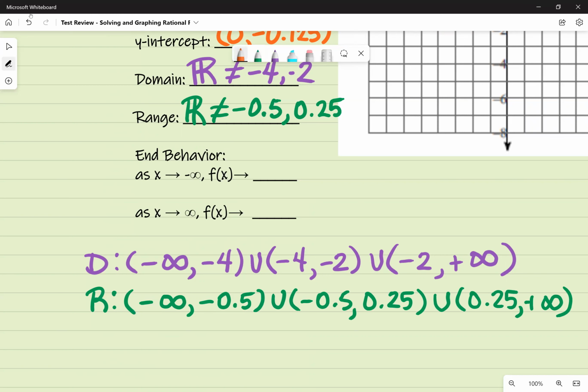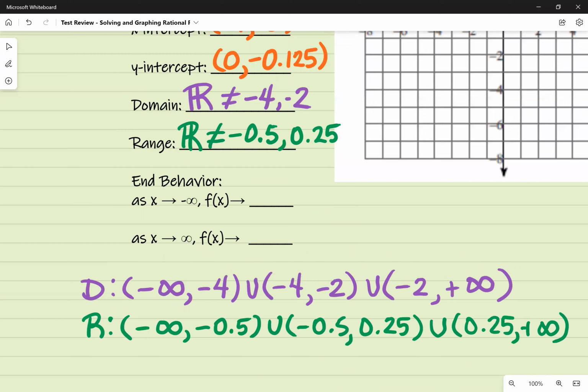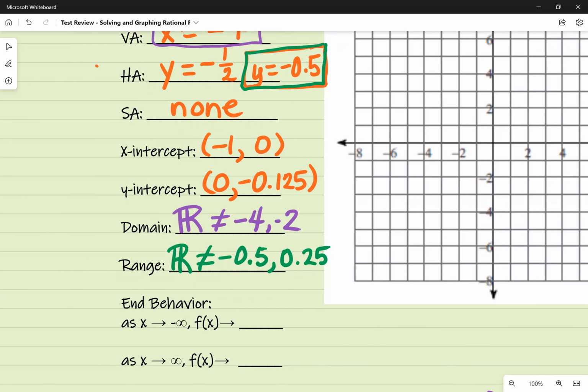My end behavior is associated with my horizontal asymptote, because my graph will only go as far as that horizontal asymptote. So if I have a horizontal asymptote, I can just automatically put the y value, because f of x means y. I can just go ahead and fill in the blank with that. So in this case, this is my end behavior. As x approaches negative infinity, f of x approaches -0.5. And as x approaches positive infinity, f of x approaches -0.5.